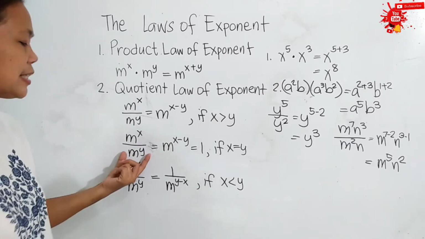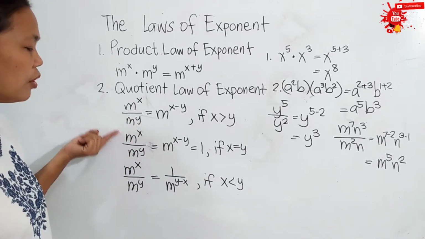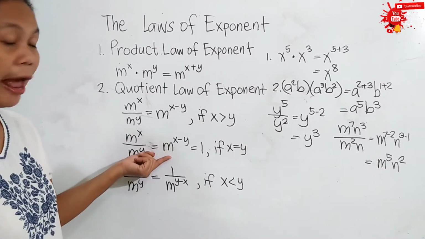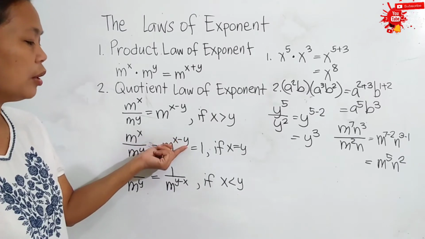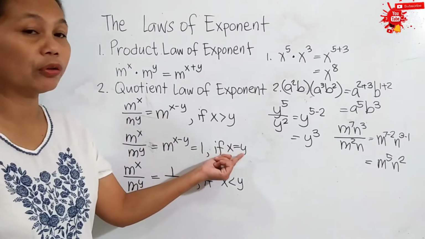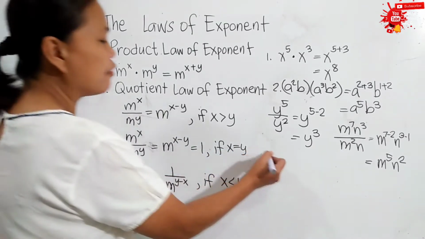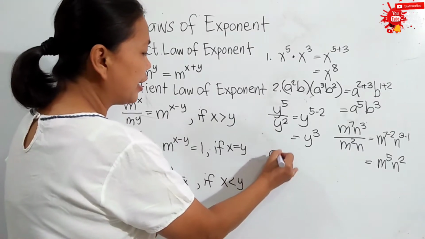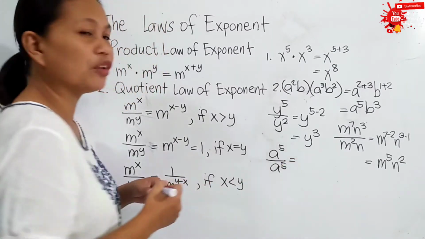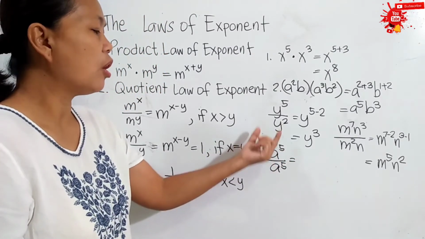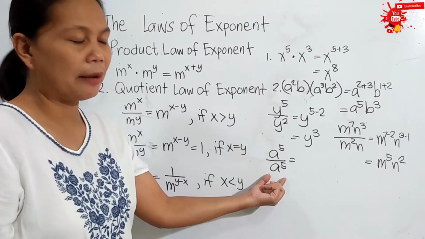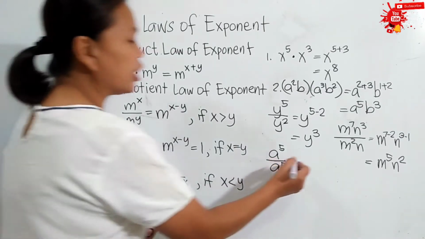Now for the second case here, we have m raised to x over m raised to y. It is equal to m raised to x minus y, which equals 1 if and only if x is equal to y. So for example, we have here a raised to 5 over a raised to 5. So if you notice, we have the same exponent of the variable or the base in the numerator and also in the denominator.